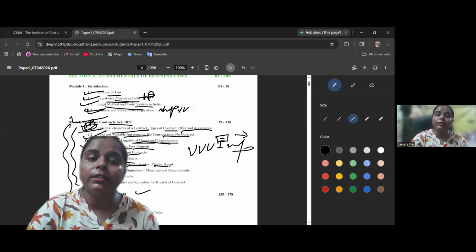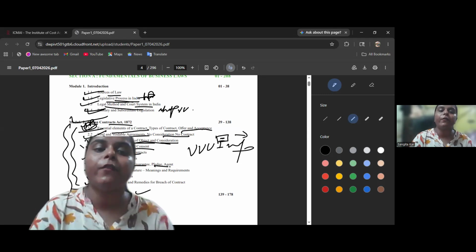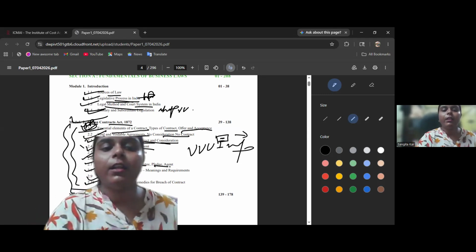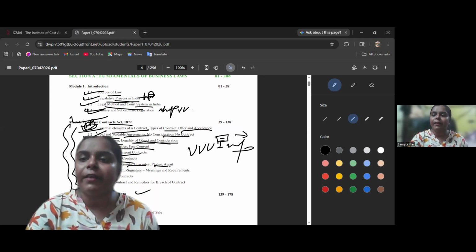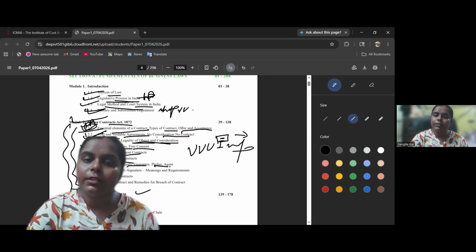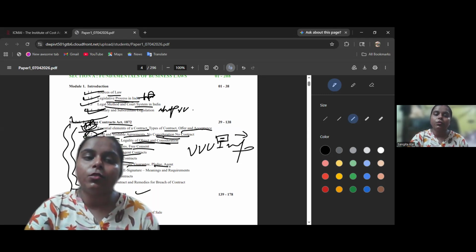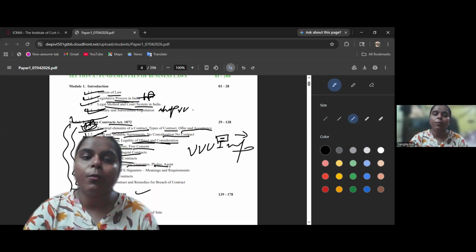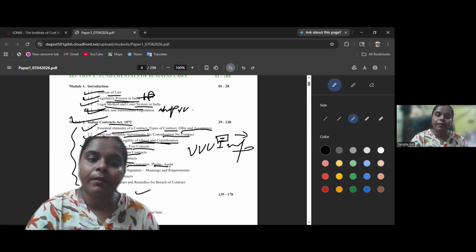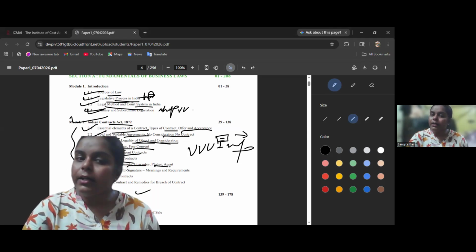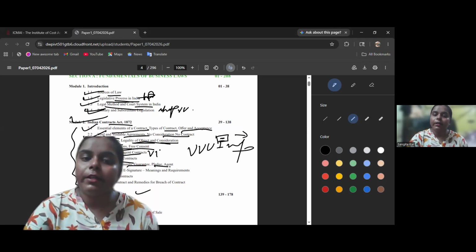From this we will collect some very important points: void, voidable agreement, no consideration, no contract. This 2.2 is very important. Then capacity of parties and free consent, very important, very important this one.